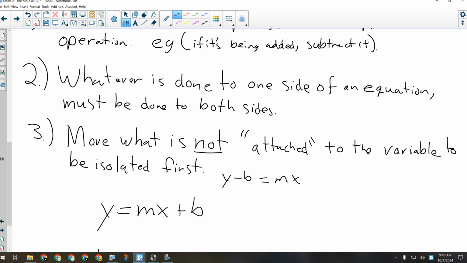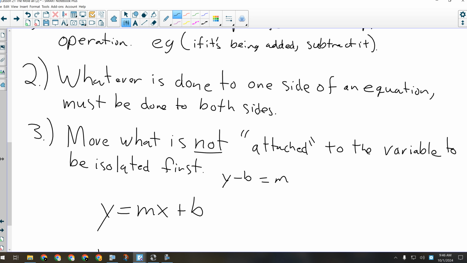I'm trying to isolate m. Right now I'm multiplying m by x, so I need to move x. You divide by x. I divide both sides by x. I do the opposite; the opposite of multiply is divide. What's x divided by x? 1. Okay, x divided by x is 1. What's m times 1? M. Perfect. So that makes sure that we have eliminated x from that side by essentially making it 1.